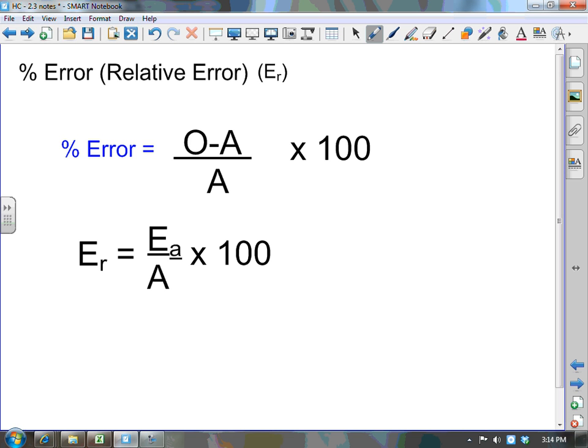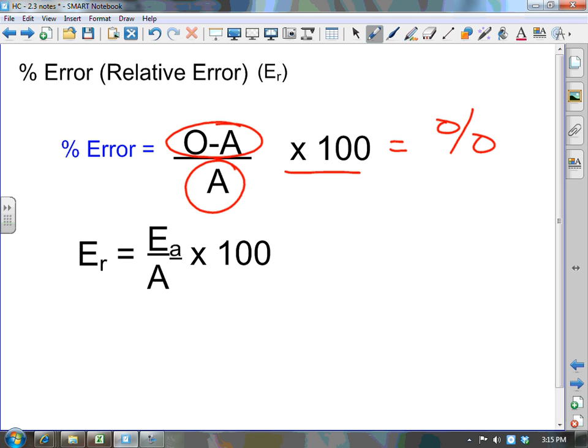So a better way to calculate this is what we call percent error, or relative error, which is E sub r. You can see the very simple calculation here. O minus A, so the difference between the two measurements, divided by the accepted, times 100, gives us a percentage of error. Or you can see down below, E sub r equals E sub A divided by A times 100. That is the best way to characterize whether or not a measurement is accurate or not accurate, is by doing a percent error calculation or a relative error.